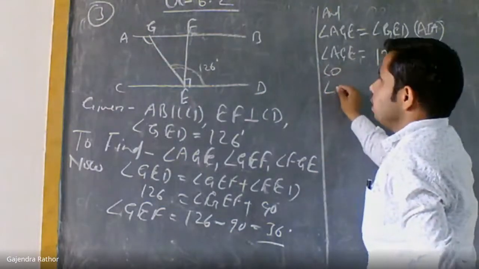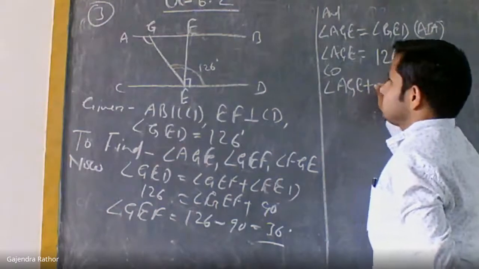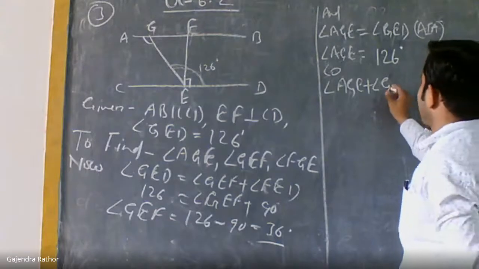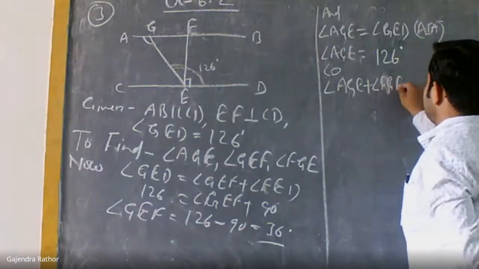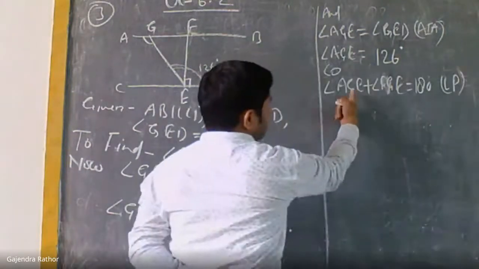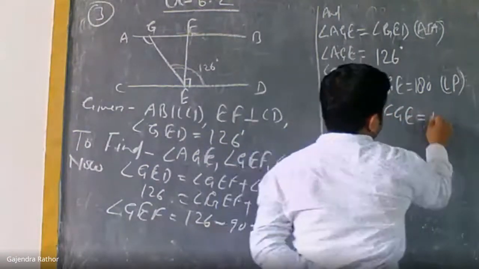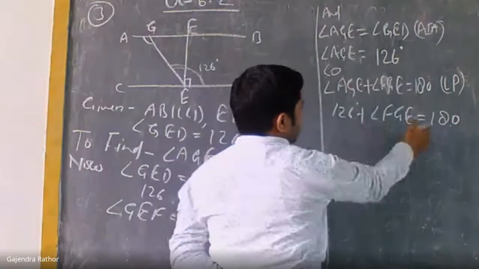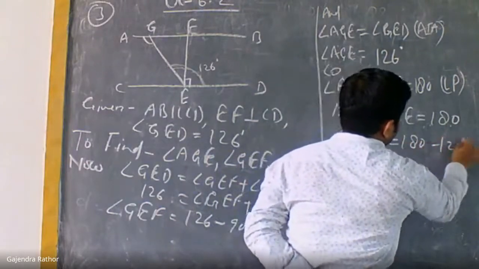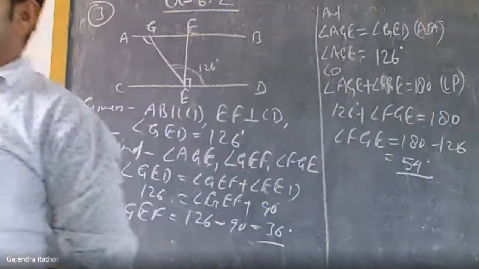So angle AGE plus angle FGE equal to 180, linear pair. AGE equal to 126 plus angle FGE equal to 180. Transfer 126 to RHS, remaining FGE equal to 180 minus 126. Subtract करिए, 54 degrees. So this is the third angle.